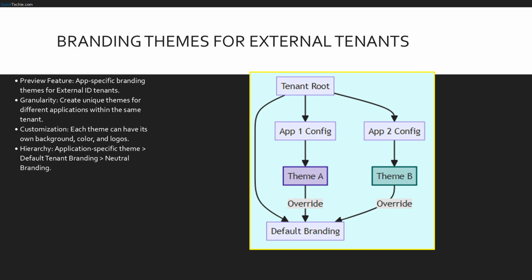This diagram helps visualize the hierarchy of branding themes. At the top is the tenant root. You have a baseline default branding applied generally. However, for App 1 and App 2, we apply Theme A and Theme B respectively. The arrows indicate that these specific themes override the default branding. This visualizes how you can maintain distinct visual identities for different products under a single tenant umbrella.